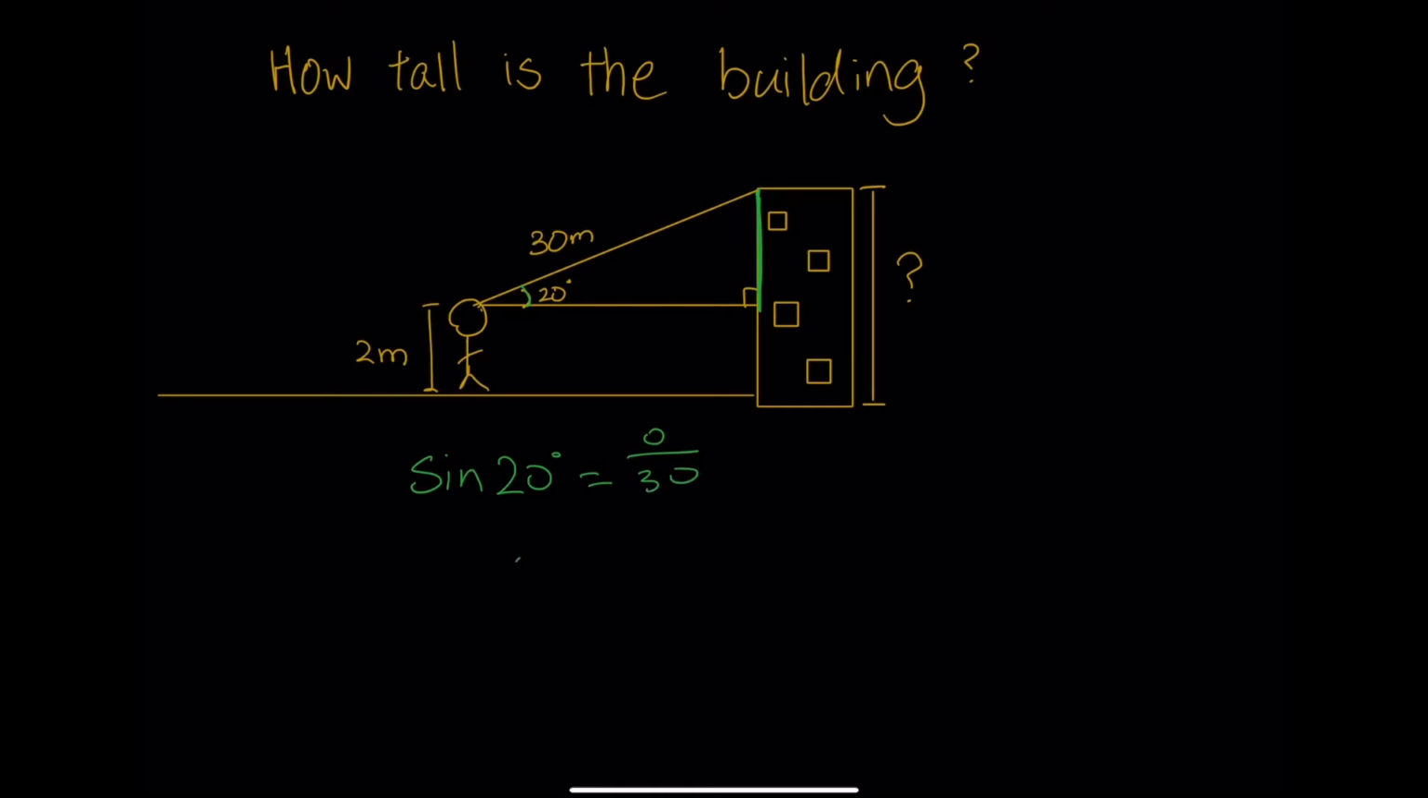And if we use our algebra, that will give us an answer of 10.26 meters. That's the height of the building from here to here. Now, we just need to add on the person's height, which is 2 meters, so 10.26 plus 2 is equal to 12.26 meters, and that's the height of the building.